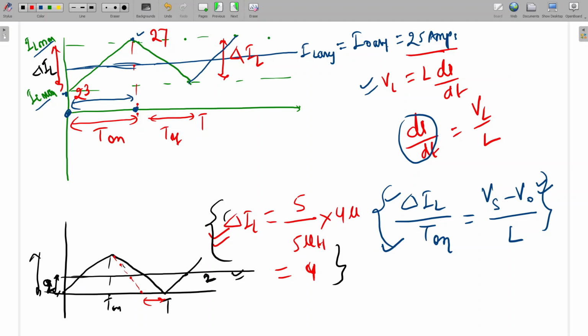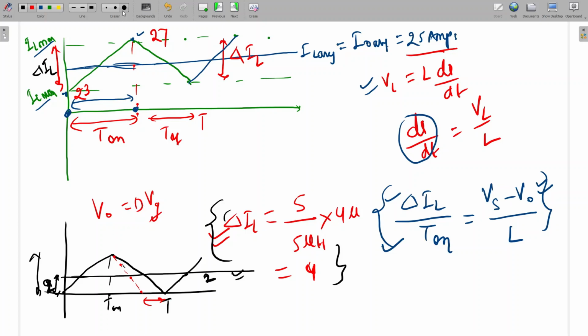Okay, means, sir, this time period will reduce. Yes, and this normal formula also will not work, like VO is equal to D VS that we are applying. This formula will not work in case of discontinuous conduction. This is only valid for continuous conduction.